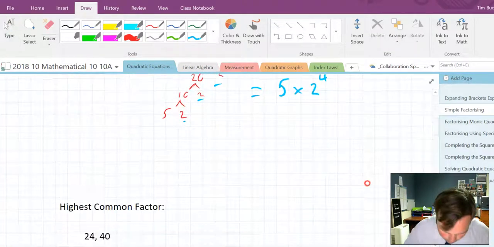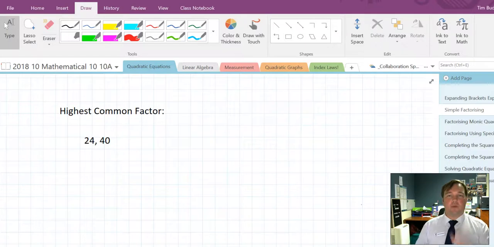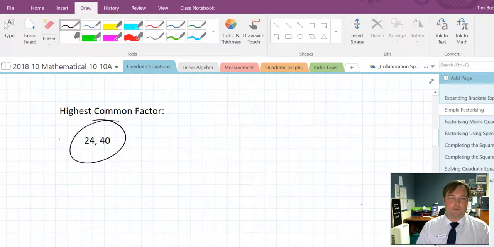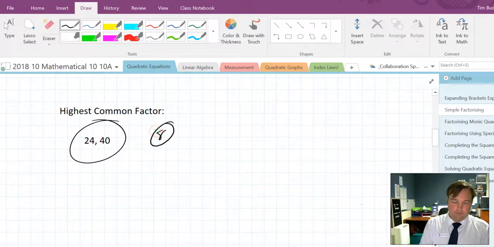Cool, huh? Alright. Similarly, we'll often be using the term highest common factor. Hopefully you should know how to find the highest common factor of 24 and 40. It's 8.